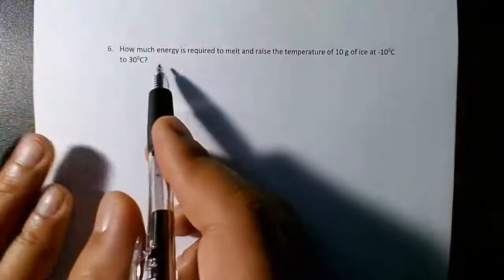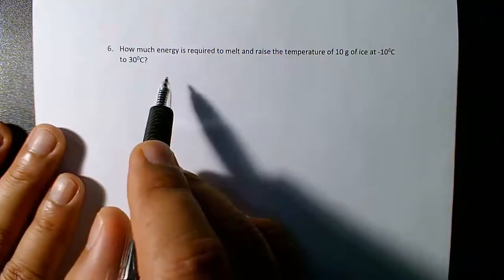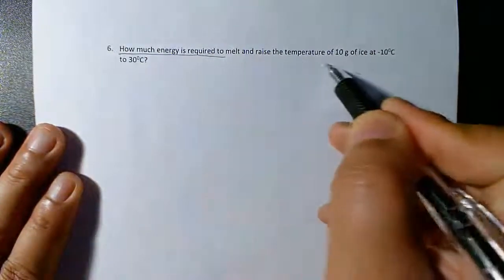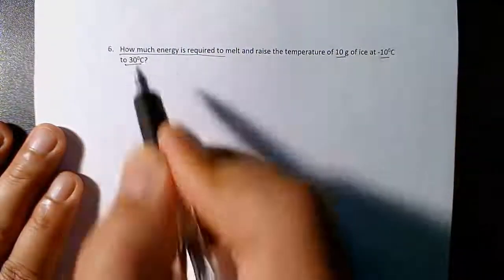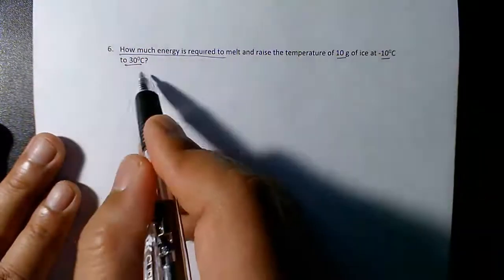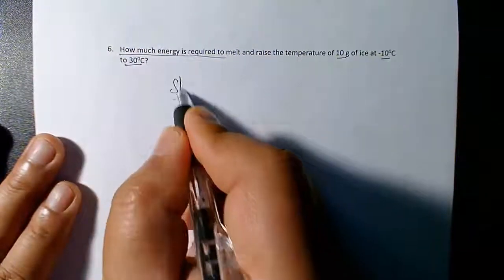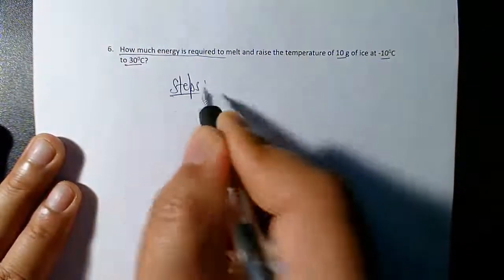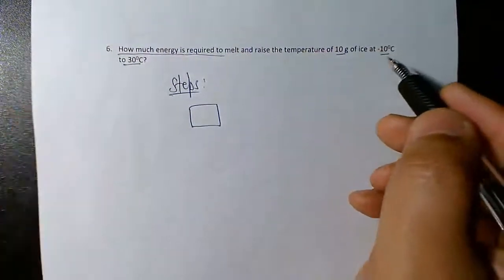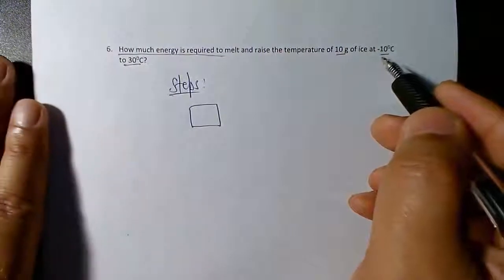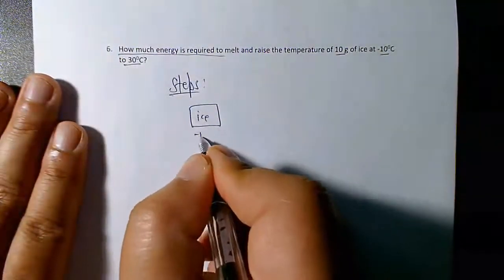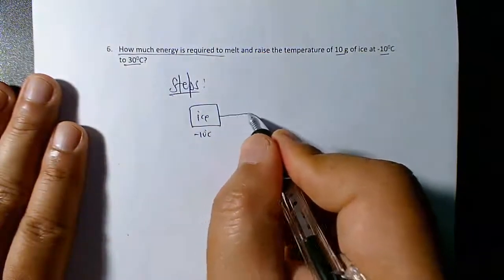So it's just asking, you don't have to do heat loss equals heat gain, because it's just asking how much heat will be required to melt and raise the temperature of 10 gram of ice, rising temperature from -10 to 30. So here are the steps. You must understand these steps. So first, ice is kept below freezing point, just like in a deep freezer. So ice at -10 degrees Celsius. So what will happen as soon as it absorbs heat?